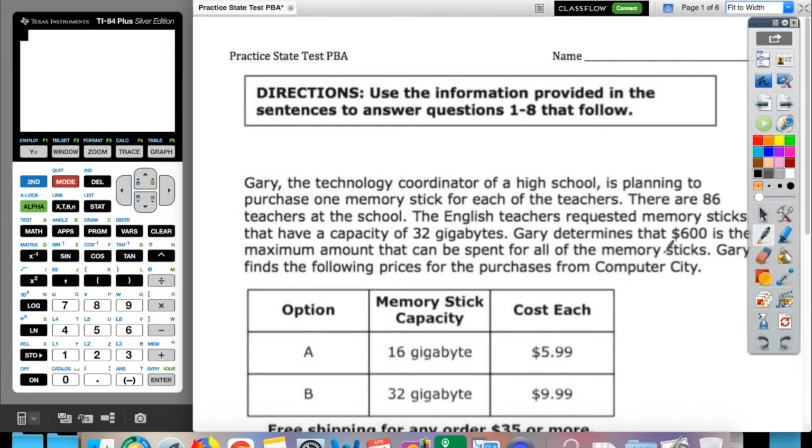You had one of these on the item sampler. We reviewed that. But this is another one just to give you another example for that. So we're going to use all the information provided right here to answer numbers 1 through 8.